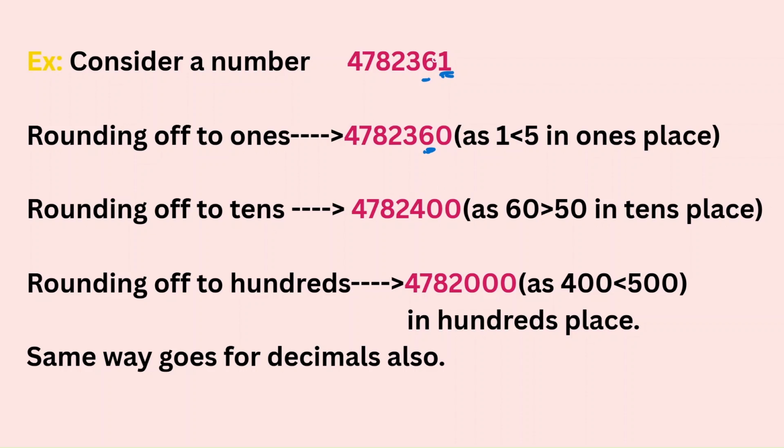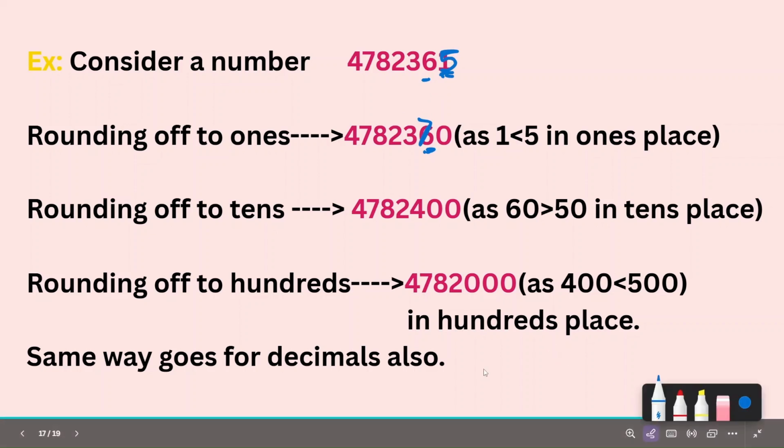So if, for example, this number is 5, then what we will do is, one should be added with this and this number should be 7. As that is not there, we can write like that only.